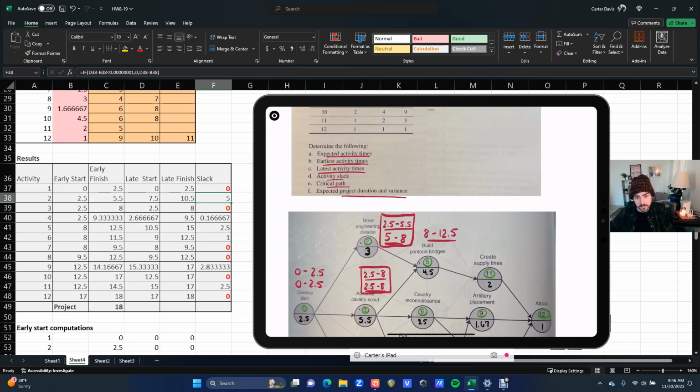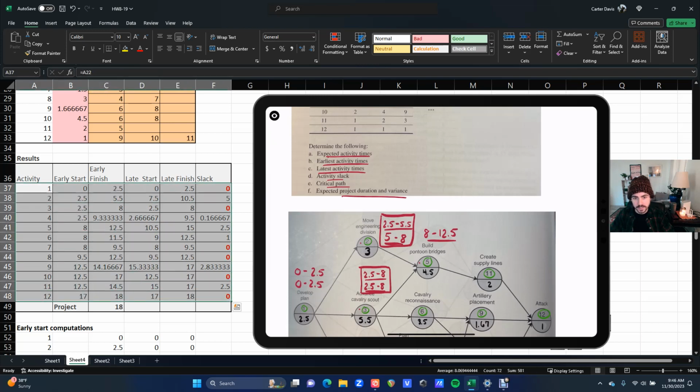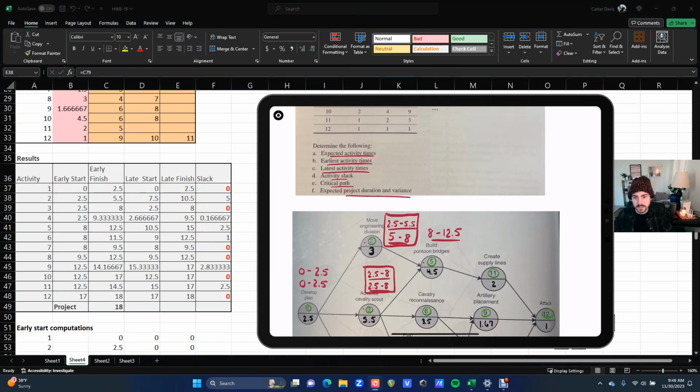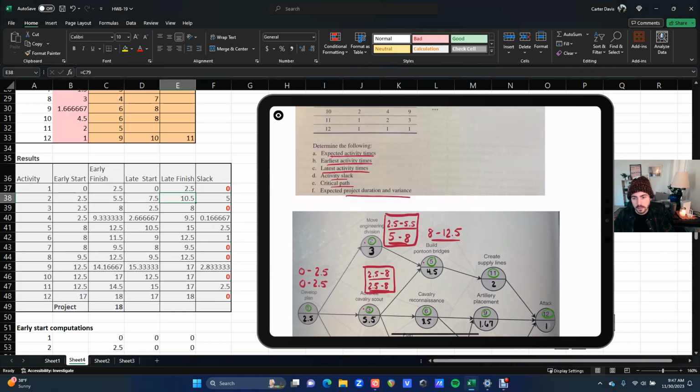Expected activity times, covered those. We covered some of the earliest activity times, latest activity times. Obviously, all the activity times, earliest, latest, expected, all those are right here. And then activity slacks are right here. As a reminder, the slack time is like how much wiggle room they have. So for this one, the slack time is like the difference of the late start and the early start, or even the late finish and the early finish. You find the difference between those two.